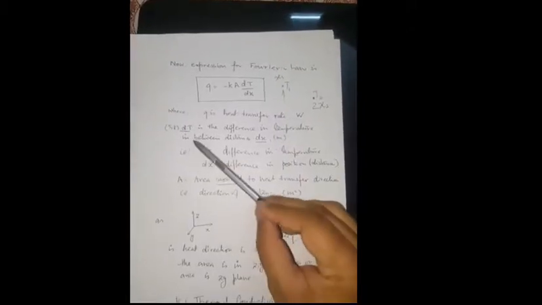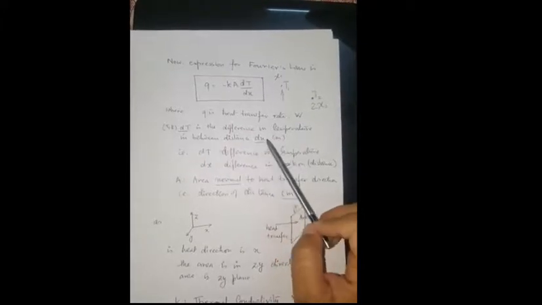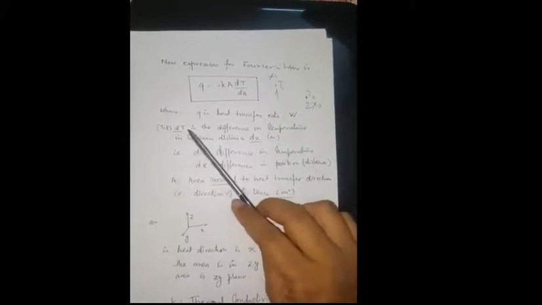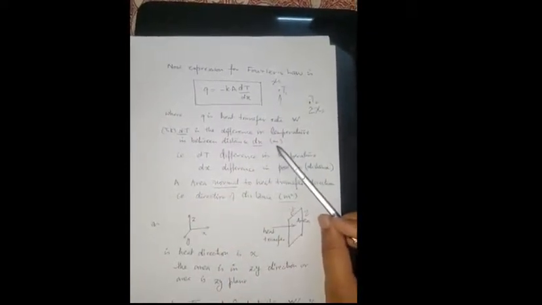It is written here: dT is the difference in temperature over the distance dx. dT is measured in degree Celsius or Kelvin, and dx is the distance, measured in meters, as also explained here. dT is the difference in temperature, and dx is the distance between the two points at which the temperature difference is taking place.